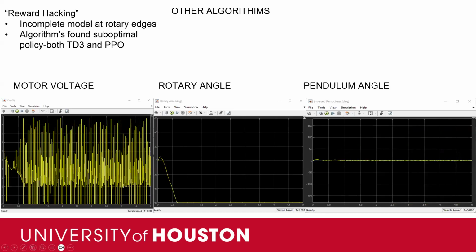From here, we have a working DDPG for all tests. We tried moving on to the other algorithms, and that's where we started getting some undesired behavior, and we're going to call it reward hacking. You see these three scopes. The first one's motor voltage, the second one's rotary angle, and recall we have some undesired characteristics in the envelope we don't want it going into. We don't want it to clip its own wire bundle. You also have the pendulum angle.